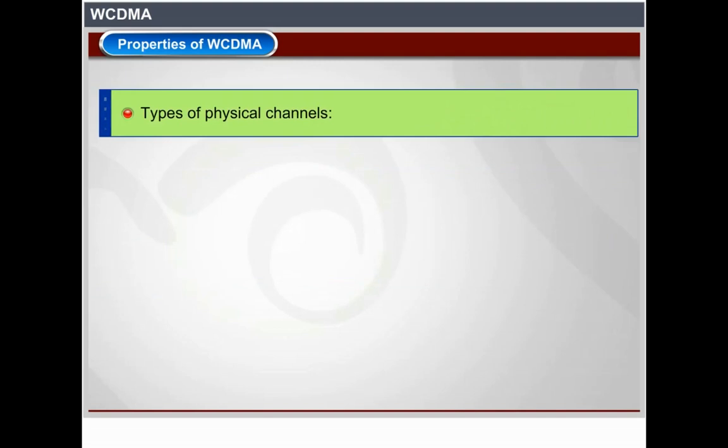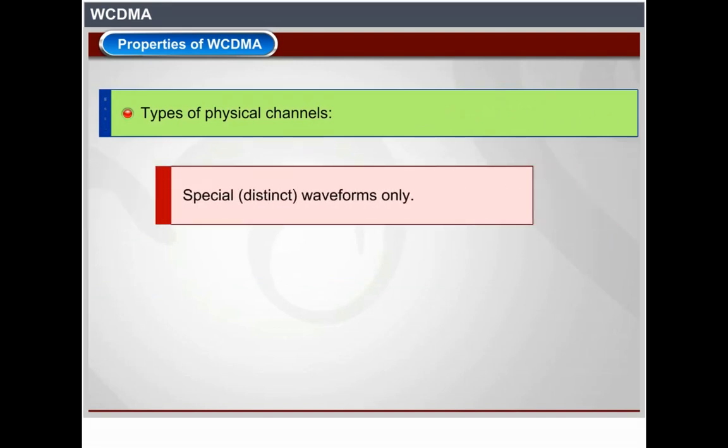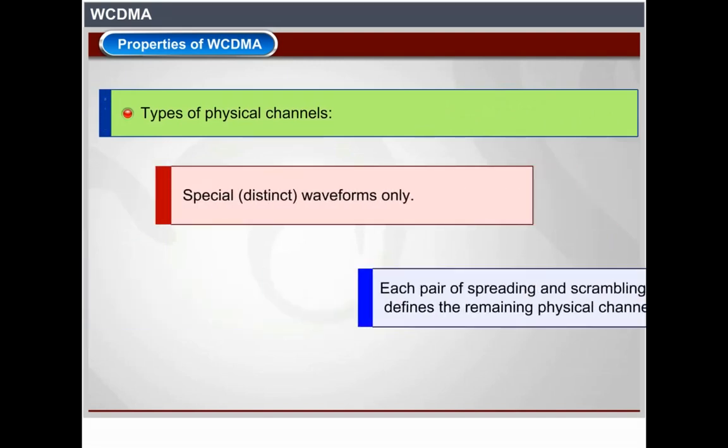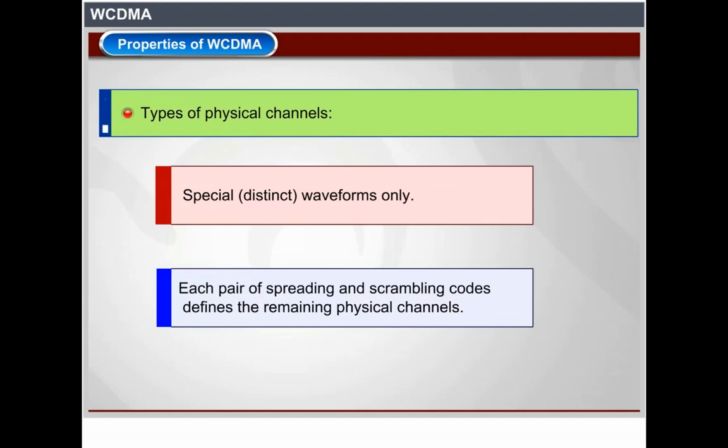Types of physical channels. Special distinct waveforms only. Each pair of spreading and scrambling codes defines the remaining physical channels.